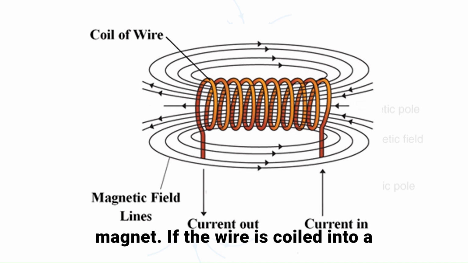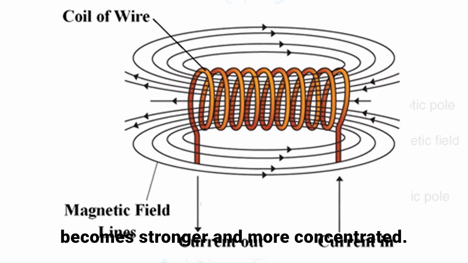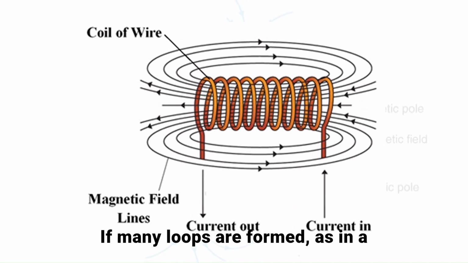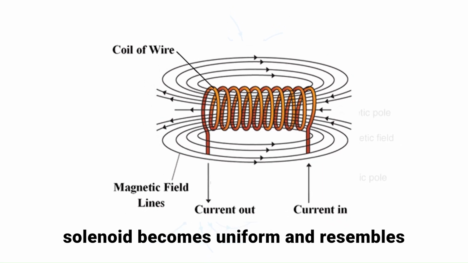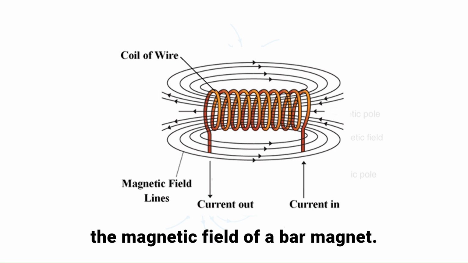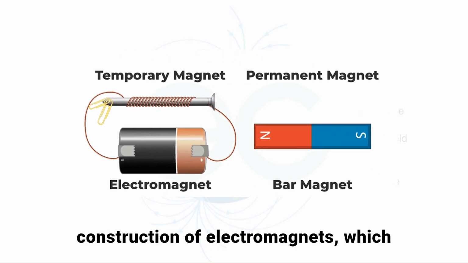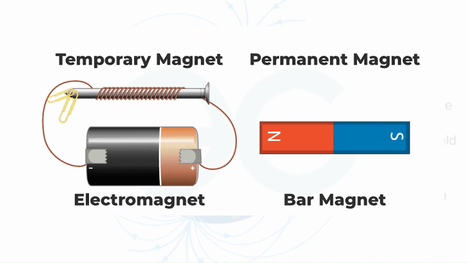the magnet. If the wire is coiled into a loop, the magnetic field inside the loop becomes stronger and more concentrated. If many loops are formed, as in a solenoid, the magnetic field inside the solenoid becomes uniform and resembles the magnetic field of a bar magnet. This concept is essential in the construction of electromagnets, which have a wide range of applications in industries and technology.